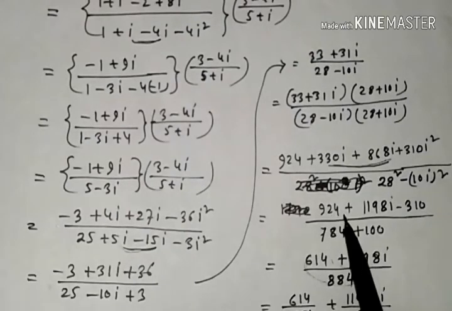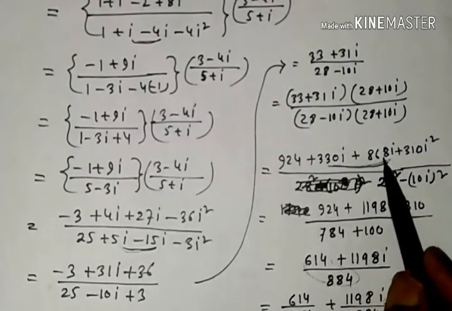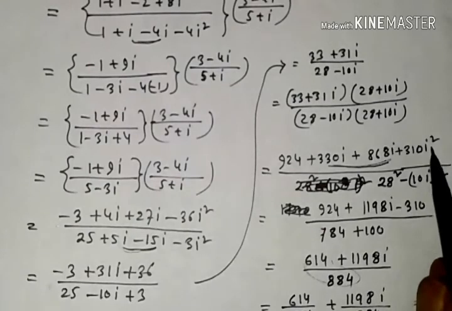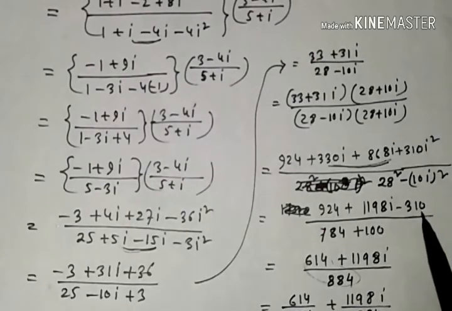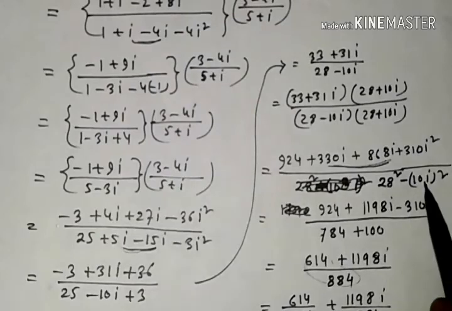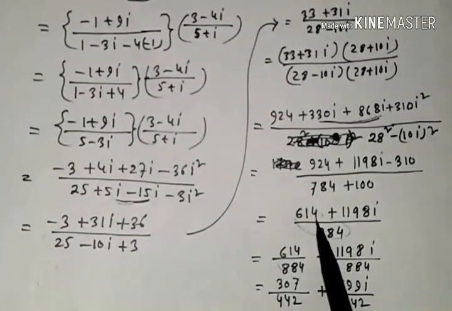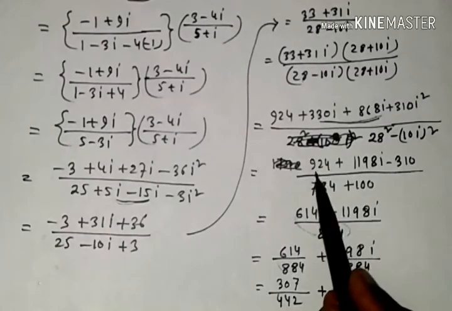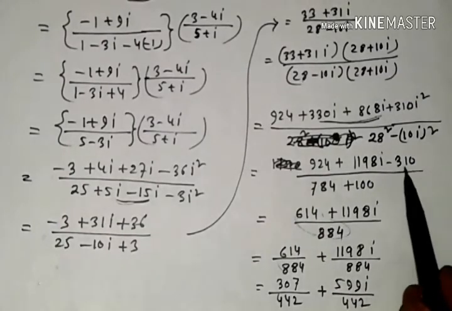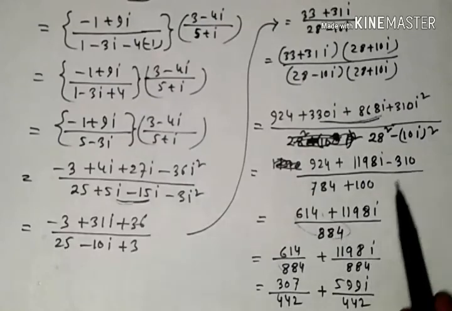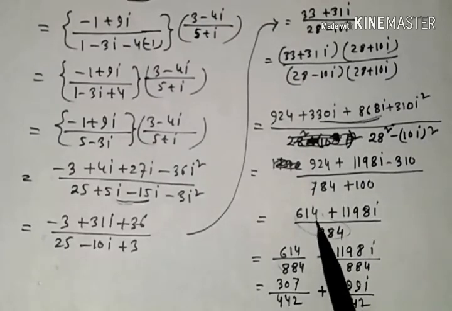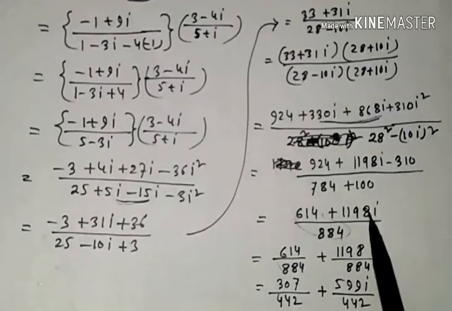That is 924, and after adding the imaginary terms we get 1198i. Since i square is equal to minus 1, it is minus 310. 28 square is 784, and 10 square is 100; since there is i square, this becomes plus 100. So the numerator is 924 minus 310, that is 614, plus 1198i, and the denominator is 784 plus 100.